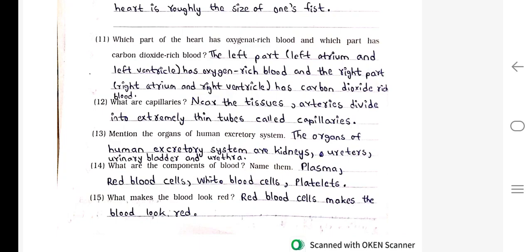Number 13. Mention the organs of the human excretory system. Answer. The organs of the human excretory system are kidneys, ureters, urinary bladder and urethra. Number 14. What are the components of blood? Name them. Answer. Plasma, red blood cells, white blood cells, platelets. Number 15. What makes the blood look red? Answer. Red blood cells make the blood look red.